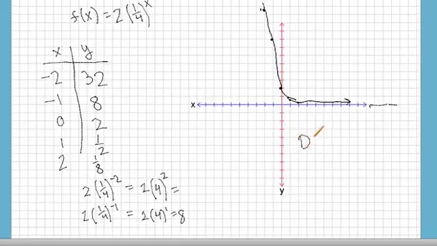So our domain is the possible x values. It's actually going to be all real numbers, so we'll say -infinity to infinity. There's no limits on x. We can plug in any x value we want here, and we will get a y value.